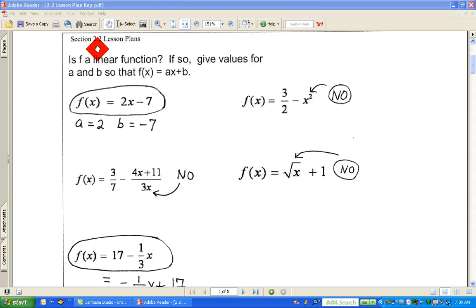Now, one of the first ways to decide if something is a linear function: a linear function by definition means that the function is of degree 1. So that means when you look at the exponent of the variable, the degree should be 1.